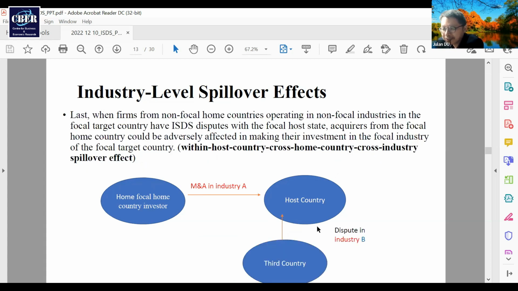And the final one we look at is even more remote, right? Basically, we call it within host country, cross home country, cross industry spillover effect. So when firms from non-focal home countries operating in non-focal industries in the focal target country have ISDS disputes with the focal host state, acquirers from the focal home country could be adversely affected in making investment in the focal industry of the focal target country. So we have two layers of cross-nationality spillover and cross-industry spillover.